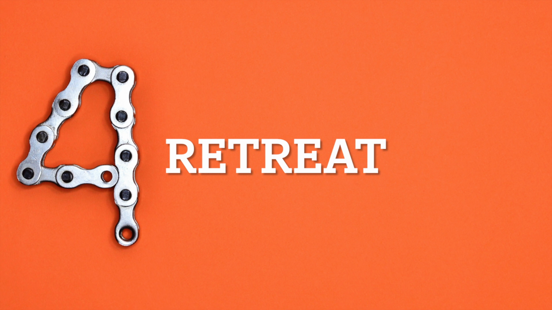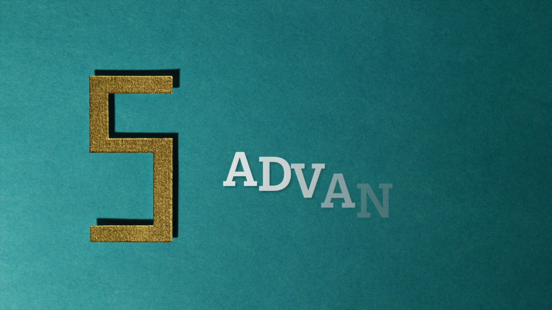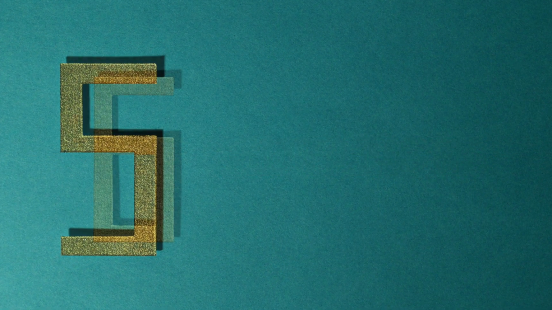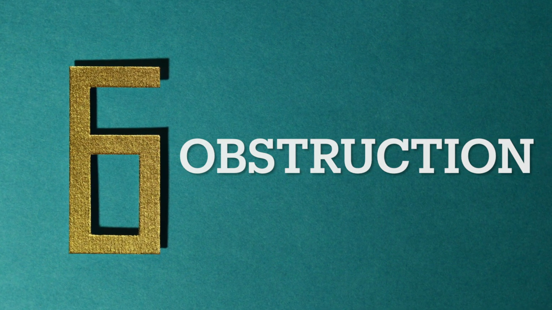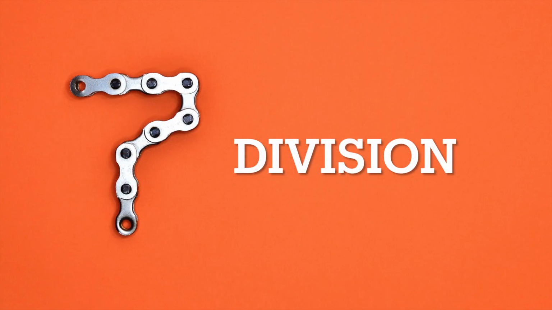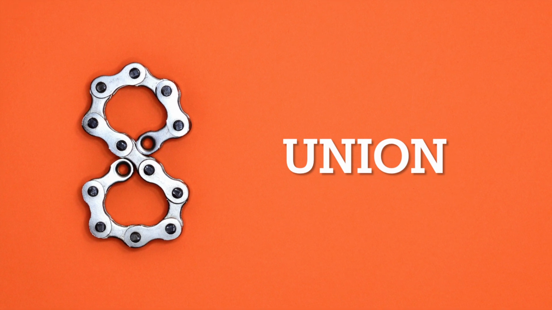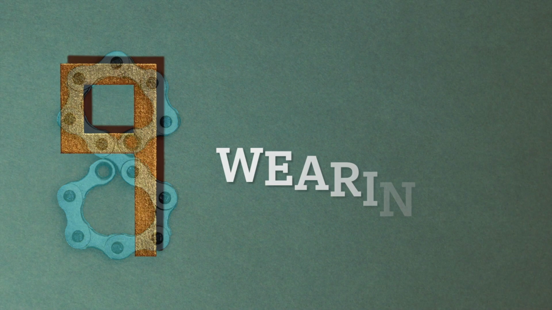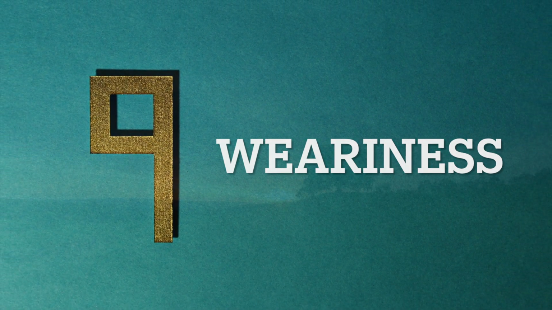Retreat, the decision to withdraw from a conflict in order to regroup and strategize. Advance, the decision to move forward and engage the enemy in combat. Obstruction, the use of defensive tactics and strategies to block the enemy's progress. Division, the decision to divide one's forces in order to achieve a tactical advantage. Union, the decision to unite one's forces in order to achieve a strategic advantage. Weariness, the state of exhaustion and depletion that can occur as the conflict continues.